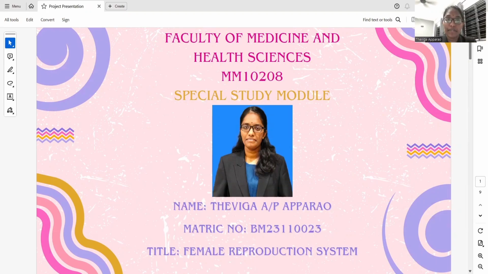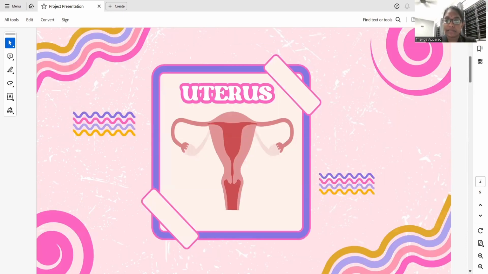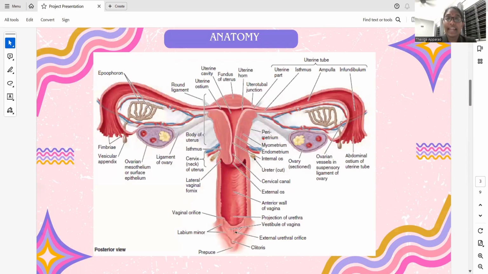Today, I'm going to present about the vital organ in the female reproductive system, which is the uterus. First, let's explore the anatomy of the uterus.